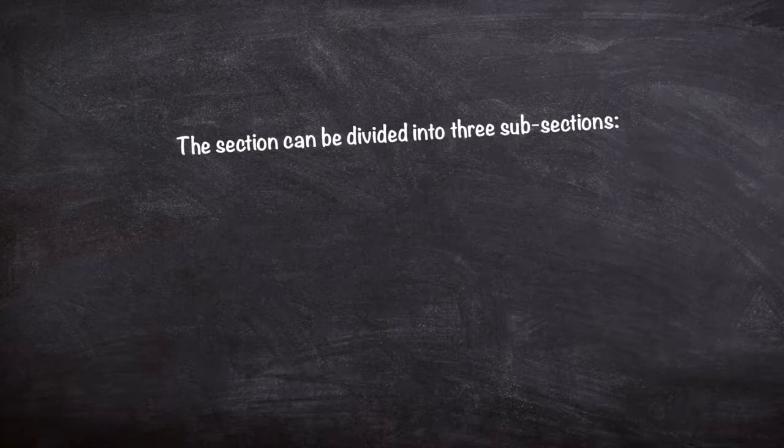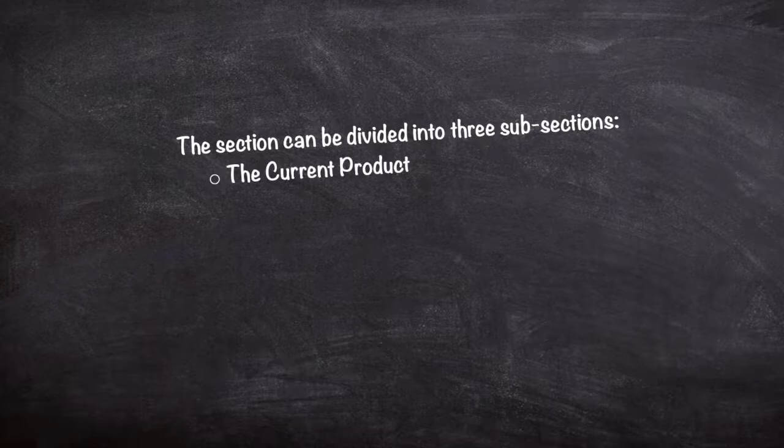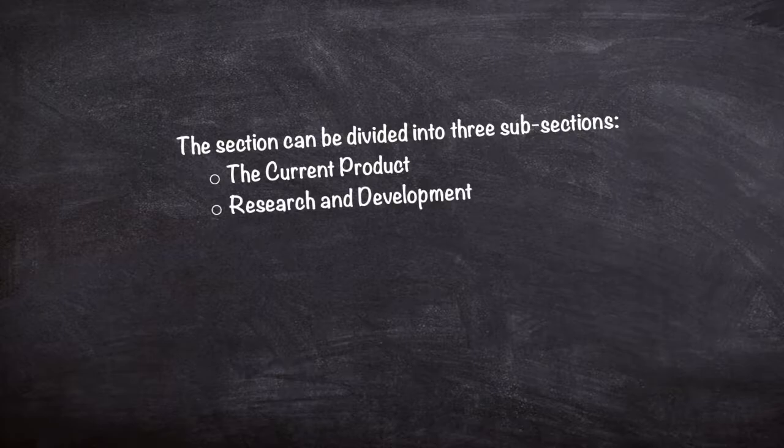You can divide the section into 3 subsections if you want. The current product, what does it look like now? Is it a prototype or what is it? The research and development, how are you developing this product or this service? The manufacturing, how are you kind of putting it together and making it into what it is supposed to be.